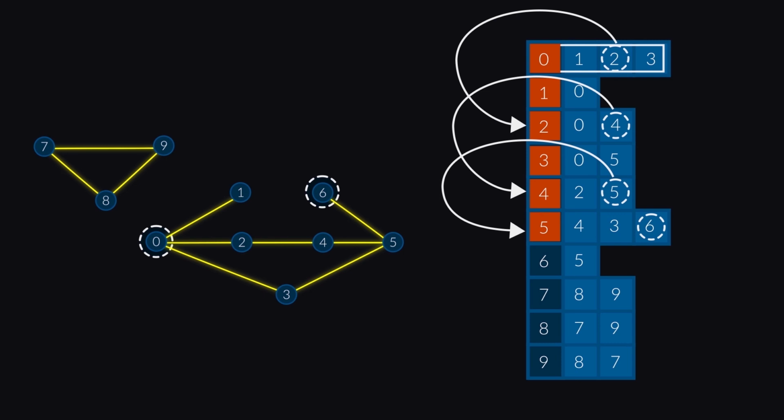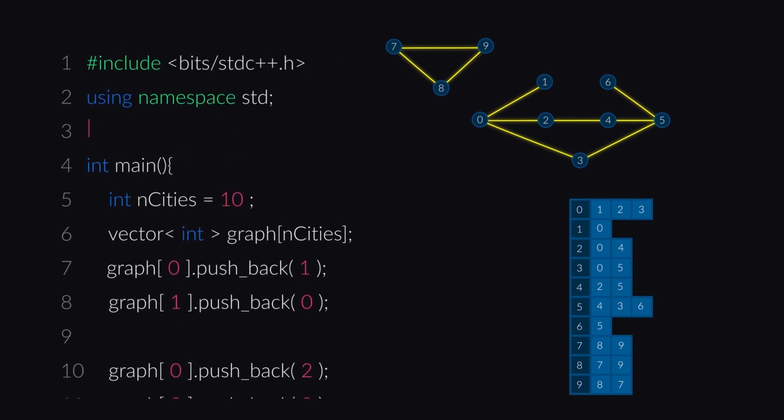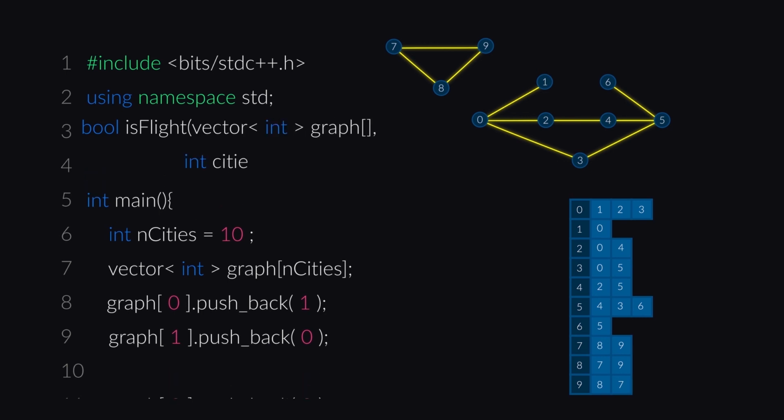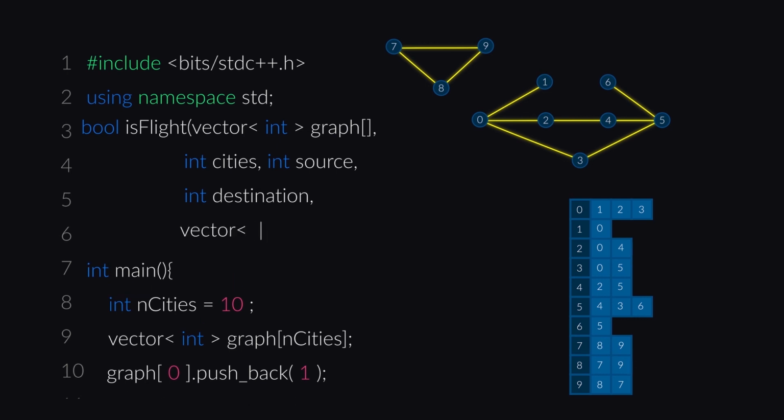One of the ways to achieve this is by implementing a simple recursive function. Let's move to write an algorithm for the same. We'll come back to the main function later. Let's create a function called isFlight, which takes 5 arguments. First argument takes the graph data. Second is the total number of cities. Third one is the starting city. Fourth one is the destination city. And finally, the fifth argument is for storing the list of cities that we have visited.